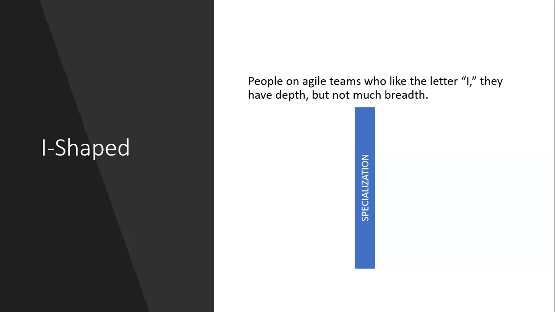So I-shaped refers to people on Agile teams who, like the letter I, have depth, but not much breadth. Some people have deep specializations in one domain, but rarely contribute outside of that domain. These people are known in Agile communities as I-shaped people since, like the letter I, it's depth but not breadth. You could think of this as the saying one trick pony. They've only got one specialization and no breadth. Now, we're going to compare this to our next definition, T-shaped people.